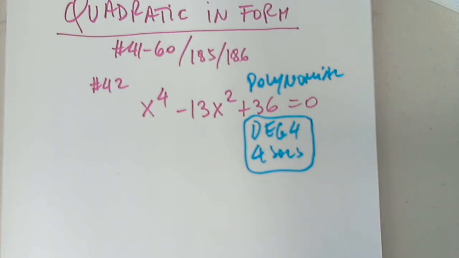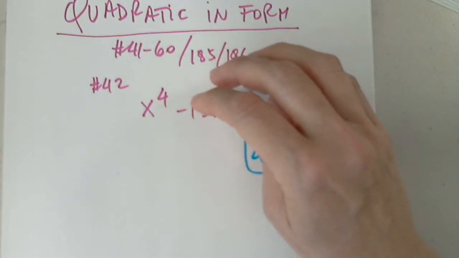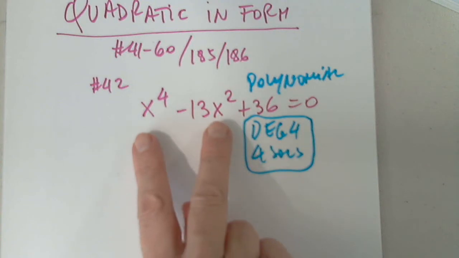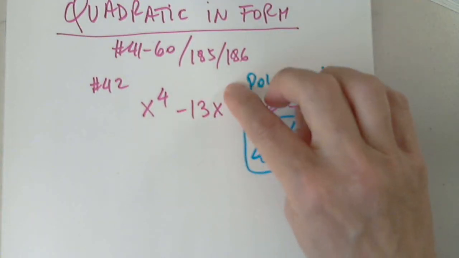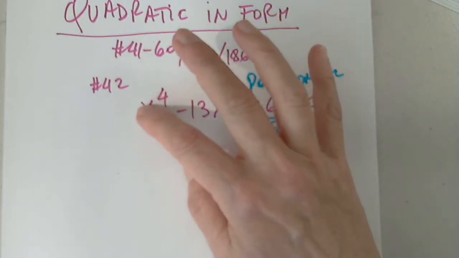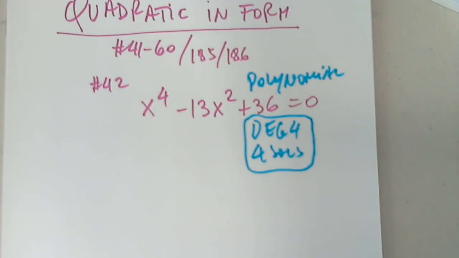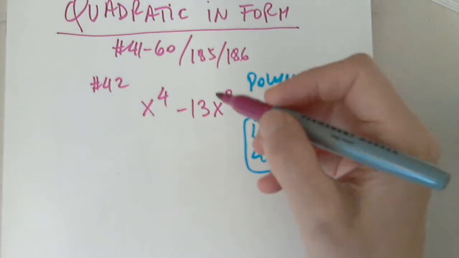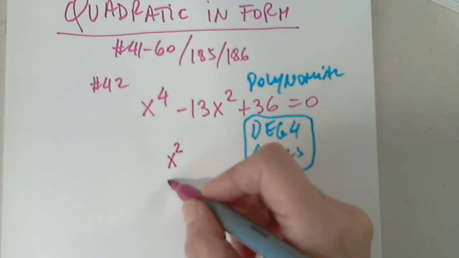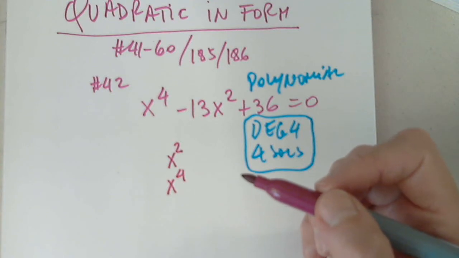How do I do that? And how do I know even that it can be changed into a quadratic equation? I don't. I'm going to analyze it. I see the two terms that have x. This one has x squared, and this one has x to the 4th. And there is no other x anywhere, because if there is a term with x, it's not quadratic in form. So I see a term with x squared and a term with x to the 4th.